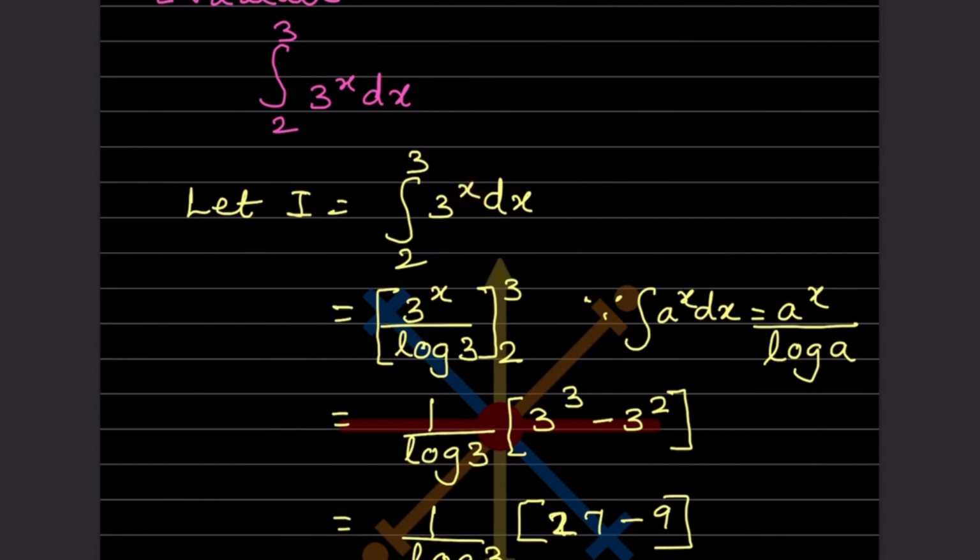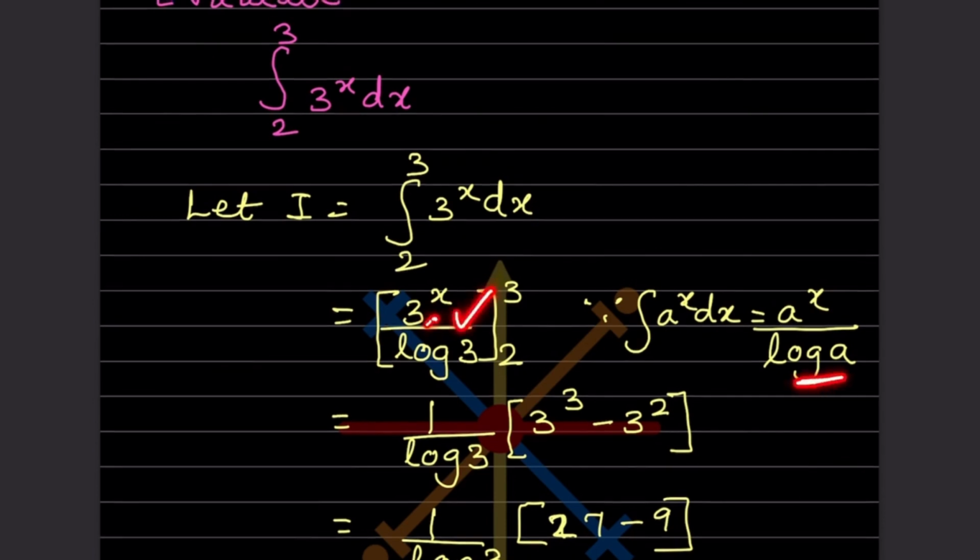is a rule. This is a formula given whenever we have such type of a raised to x dx, that is a raised to x divided by log of a. So now what we can see here, this is a and this is raised to x. So now what will you do? You will write here a raised to x as it is, then log of a.